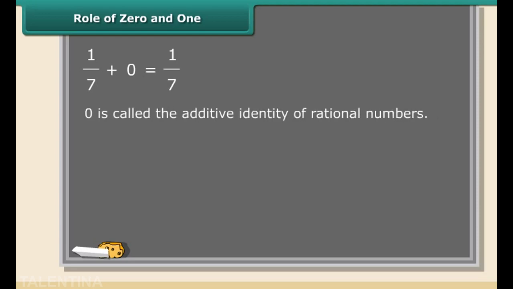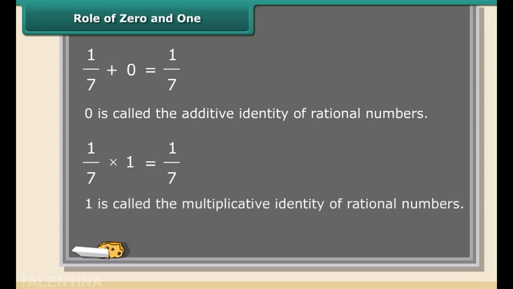Here we have added a 0 to a rational number. What did you notice? When we add 0 to a rational number, the sum is always again that rational number. For this reason, 0 is called the additive identity of rational numbers. Now check out the multiplication of a rational number with 1. What did you observe? When we multiply a rational number with 1, the product is always again that rational number. For this reason, 1 is called the multiplicative identity of rational numbers.